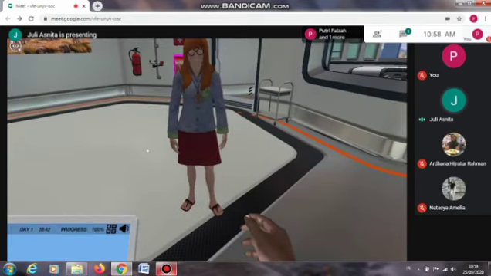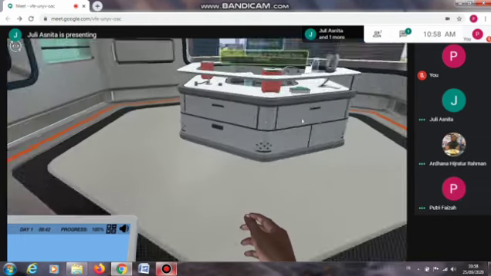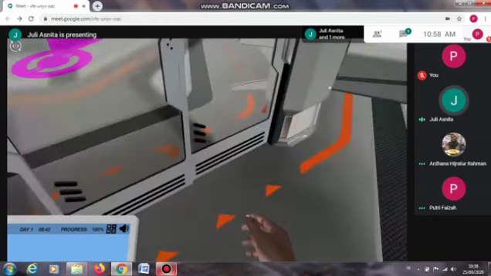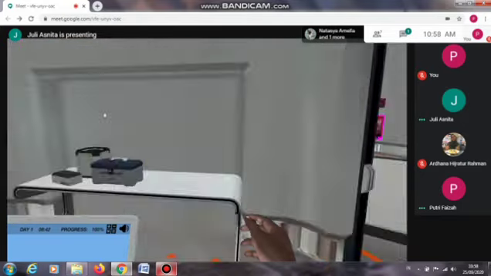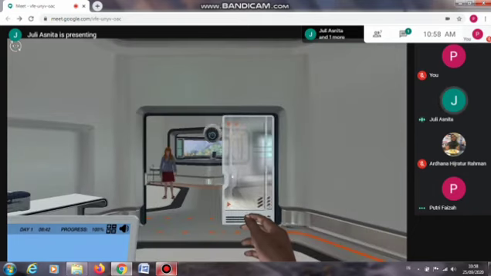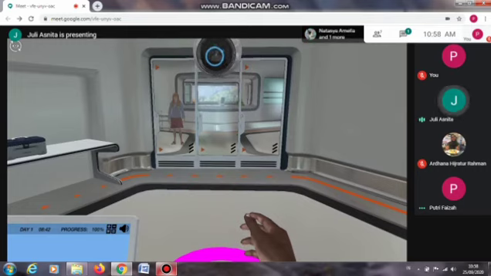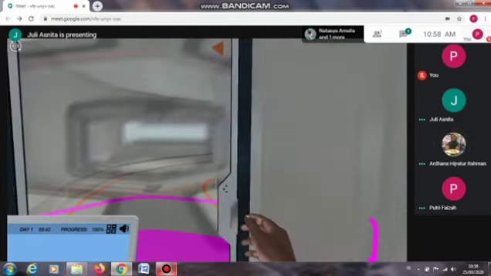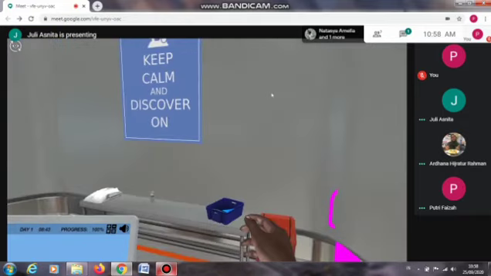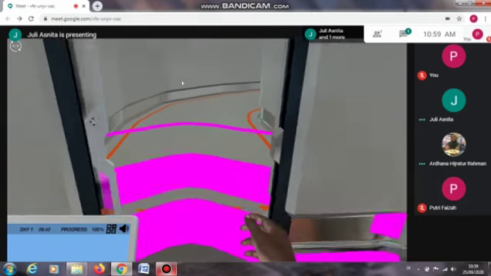Oke, setelah selesai, kita keluar dari lab. Pintu keluarnya ada di sini ya. Keluar, kita tutup lagi. Selesai. Tutup pintunya kembali. Selesai kita simulasi labnya.